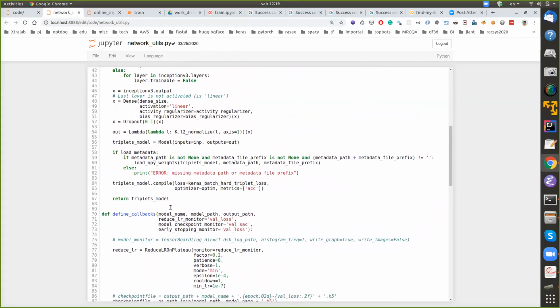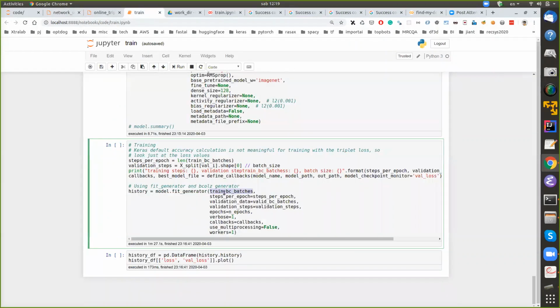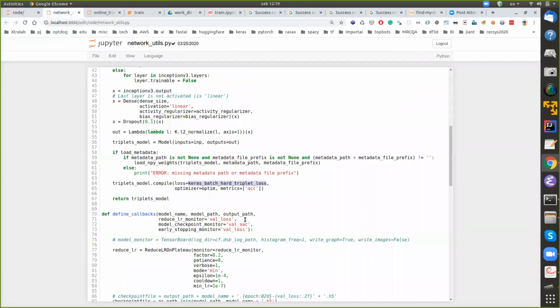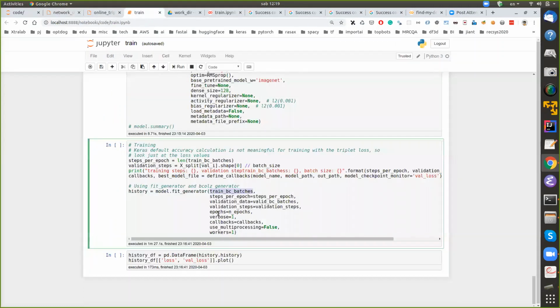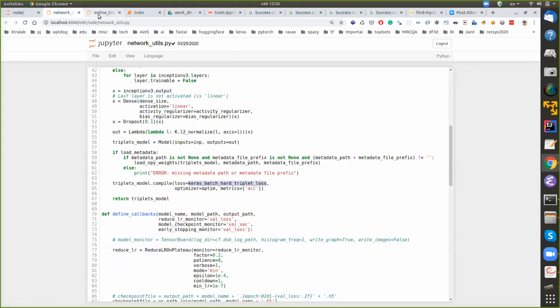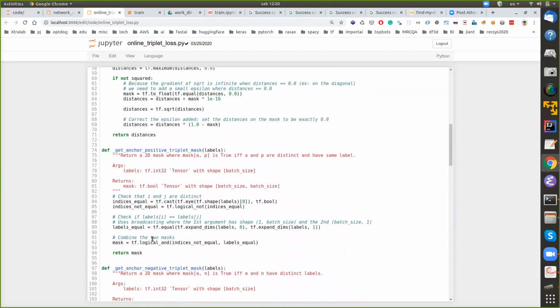And the important part is that I also use a Keras loss, not the one calculated by the TensorFlow code: I use the Keras batch hard triplet loss that I just showed you. So basically, in the fit generator, I use both the offline triplet mining here and also the online triplet mining at the same time. So the network not only receives good triplets using the generator, but it also finds by itself good triplets using the function that I shamelessly took from Muandro's work.